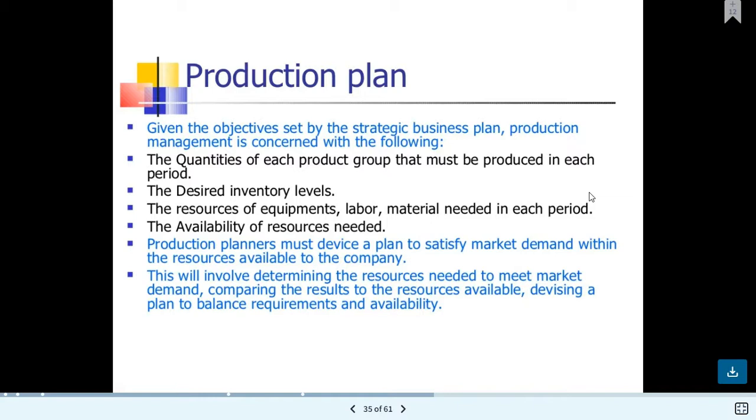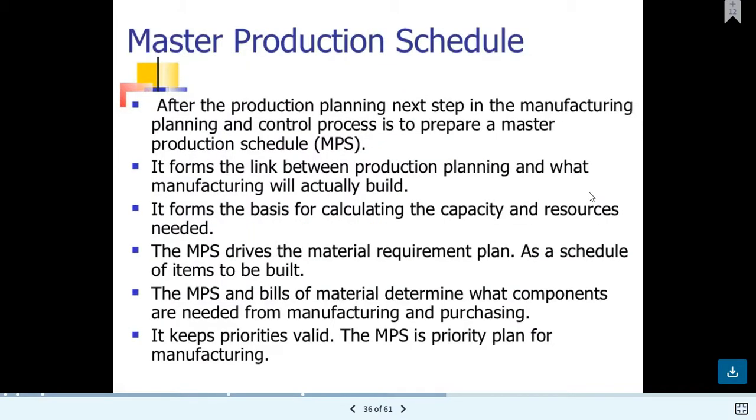Production planners must devise a plan to satisfy market demand within the resources available to the company. This will involve determining the resources needed to meet market demand, comparing the result to the resources available, and devising a plan to balance requirement and availability. Master production schedule. After production planning, the next step in manufacturing planning and control is the process to prepare a master production schedule. This is called the MPS as well.